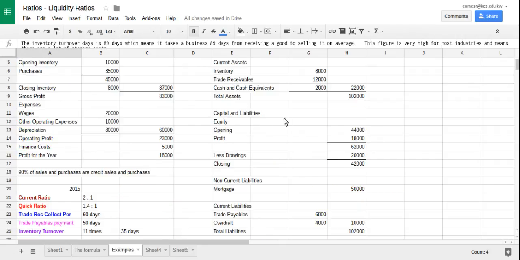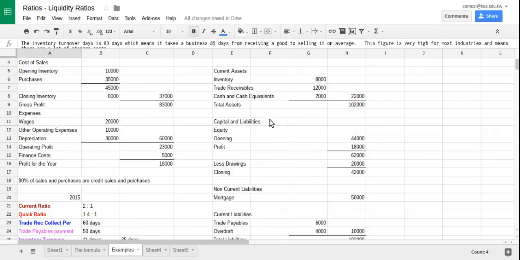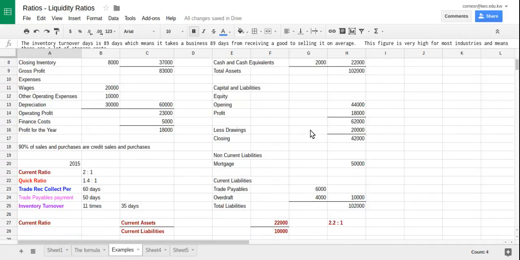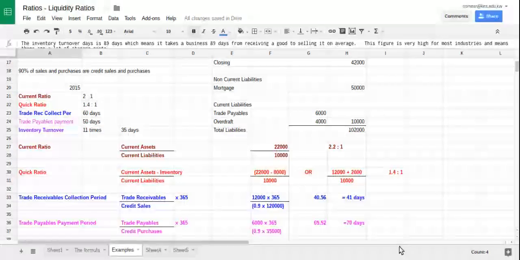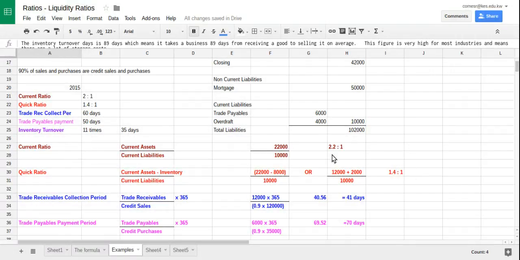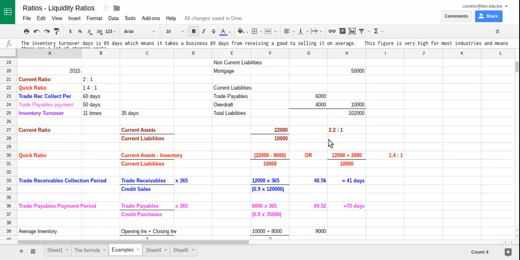Current assets, that's what we think we're going to turn into cash. So at the moment, this business thinks they're going to turn $22,000 into cash in the short term, and their current liabilities are only $10,000. So the current assets are a lot more than the current liabilities. The working capital is $12,000, and therefore they have a ratio, and this time it's expressed as a ratio of 2.2 to 1. Probably a little bit on the high side, but we'll talk about why that's the case in a few moments.